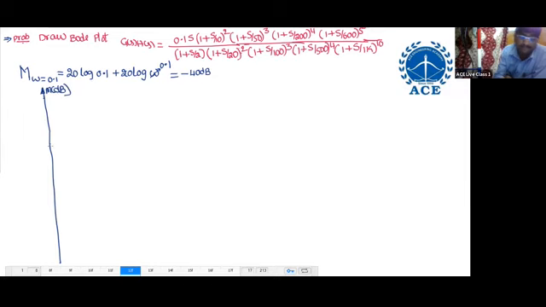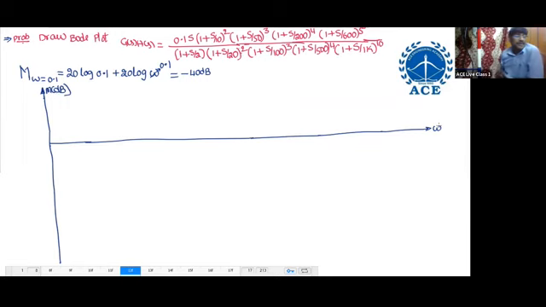Magnitude in dB. Come on, represent the corner frequencies. First one is 2, next 10, next 20, next 50, next 100, 200, 500, 600, then 1K.